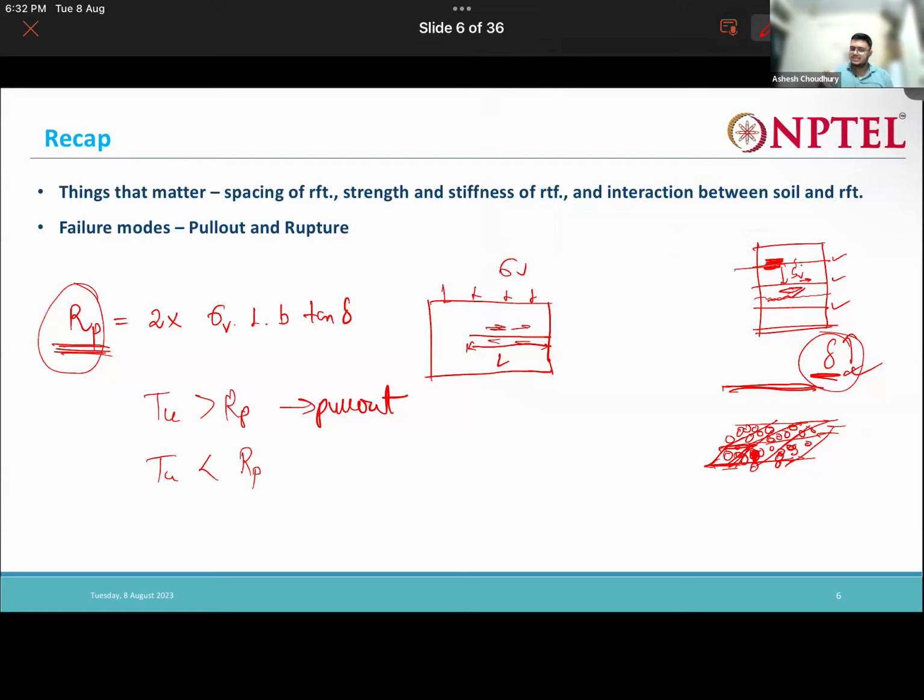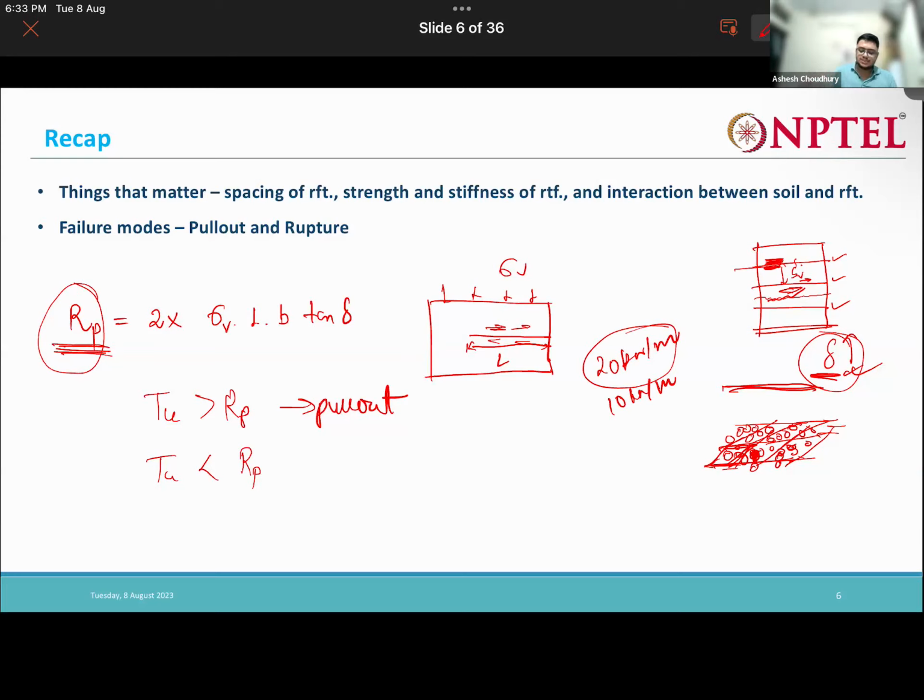Okay, so if TU is greater than RP, right? So the tensile strength of the reinforcement is higher than this mobilized shear force, right? If that is higher, then obviously there are no chances of the rupturing of the geosynthetic, right? So TU is 20 kilonewton per meter, and this mobilized friction is 10 kilonewton per meter. So obviously there are no chances of rupturing. Okay, this won't rupture, so the failure mode will be pull out. In that case, the probable failure mode will be pull out.